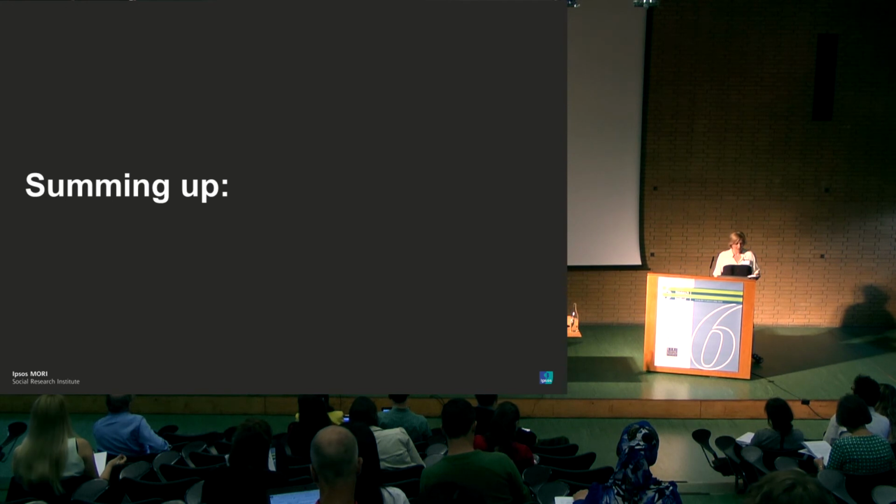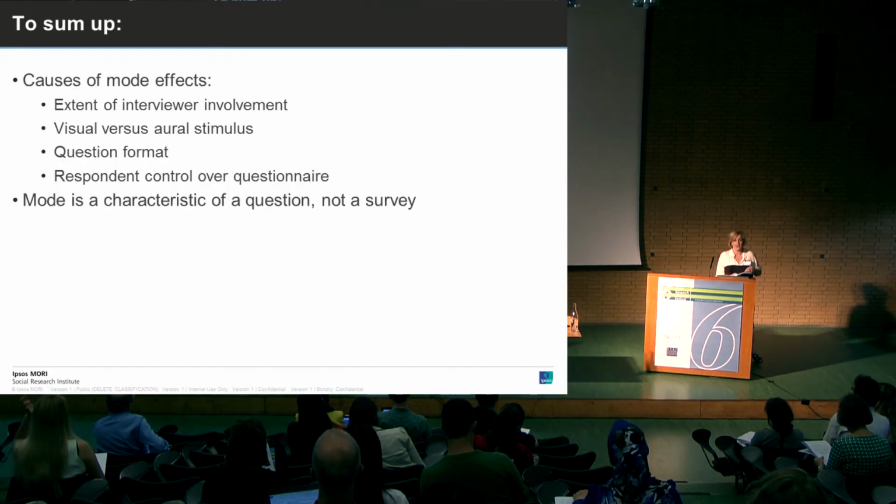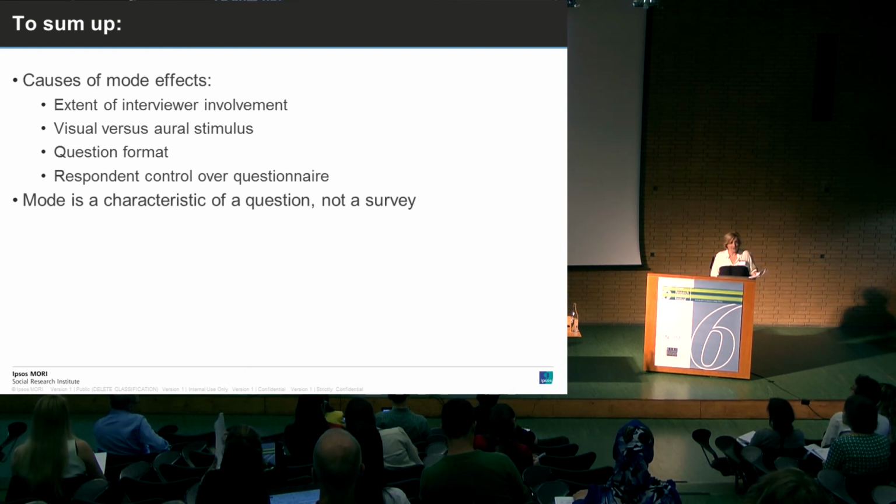So I would like to sum up now, and there are two main things I'd like you to take away from this presentation. First of all, there are four main causes of mode effects: the extent of interviewer involvement, visual versus oral stimulus, question format, and respondent control over the questionnaire. So when using more than one mode, you need to think about these aspects and how they could possibly have an impact on measurement. And the second thing I'd like you to take away from this presentation is that mode is a characteristic of a question. It's not a characteristic of a survey. Thank you.